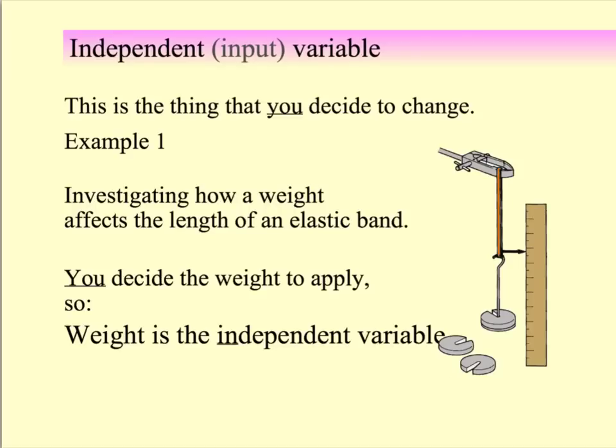Remember, the independent variable is the thing that you decide to change in your experiment. It's what you're testing. You are only allowed to change one thing, so you can only have one independent variable. In this first example, you want to investigate how a weight affects the length of an elastic band, a rubber band. You decide to apply weights of different masses. So you can start with a light weight, then add a medium weight, and try a heavy weight, and see how the weight affects the length of the rubber band here. You are changing the weight, therefore weight is your independent variable.